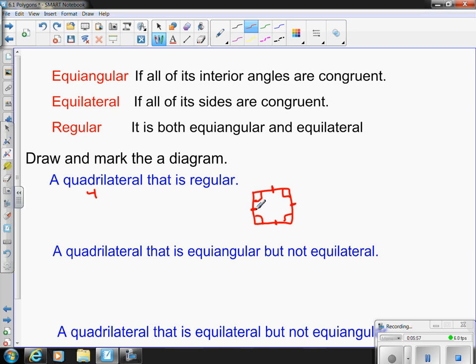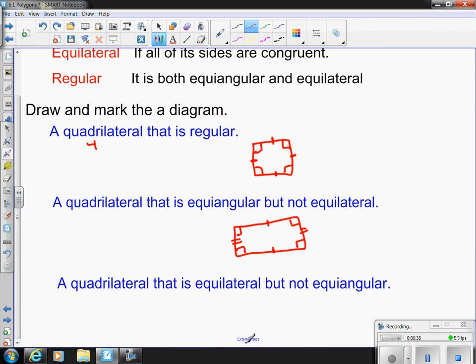A quadrilateral that is equiangular, but not equilateral. So all the angles need to be right angles, but we don't want the sides all to be the same. So that'd be an example of a rectangle. Once again, I'm not the best drawer, so how do I make sure I communicate what I'm trying to show here? I have to mark my diagram. Okay, put right angles on there, and I'll show that this side is the same length as this side, but this side and this side are not the same. So I mark those differently.